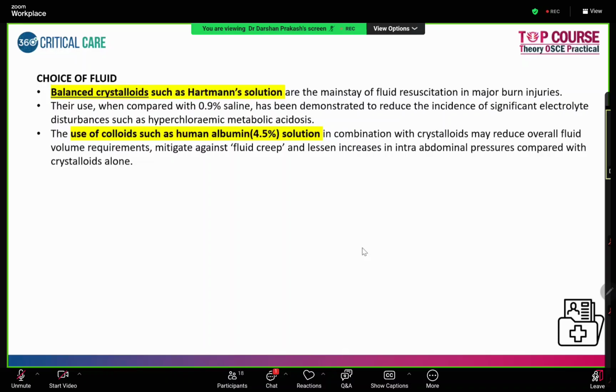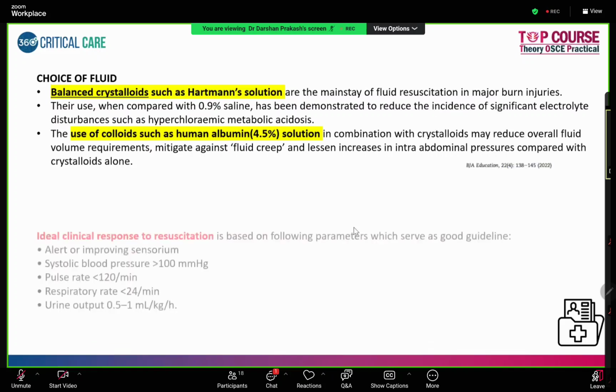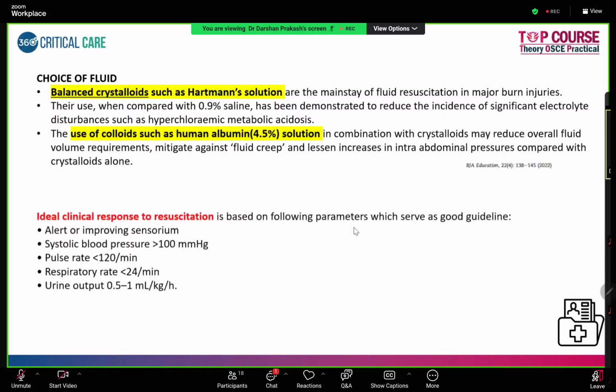Why does this happen? Because there can be inadvertent leak of the fluid because of capillary permeability, causing interstitial edema later on, leading to probably abdominal compartment syndrome. And this process is called fluid creep, which I'll be discussing in the later slides. Okay. So whenever you're giving fluid therapy or using one of the formulas like the Parkland formula for fluid resuscitation, you have to check for the clinical response.